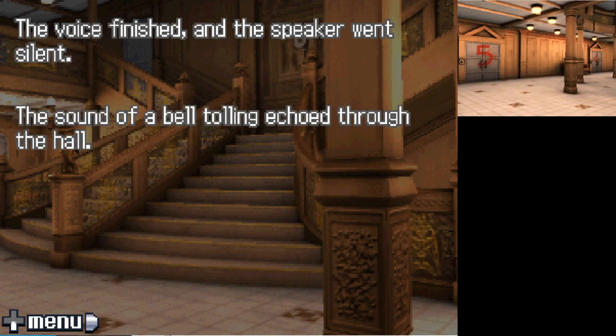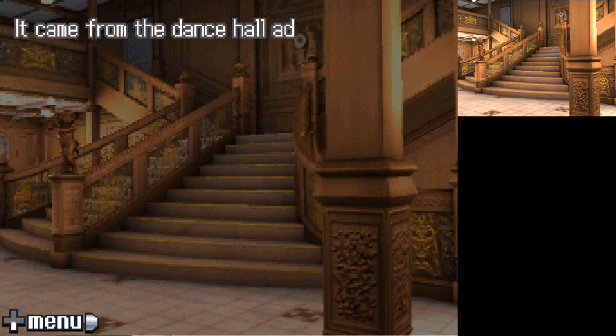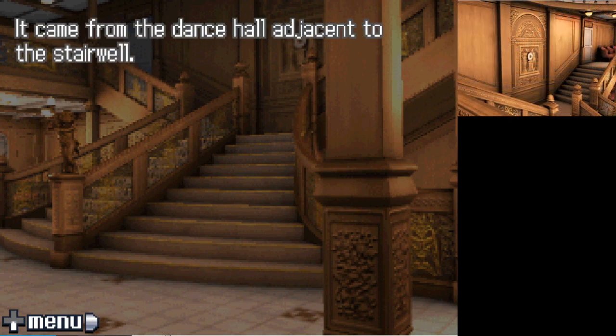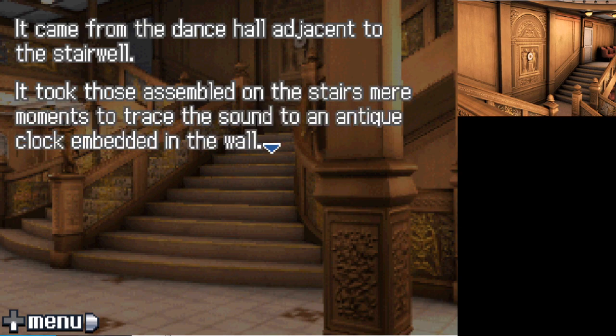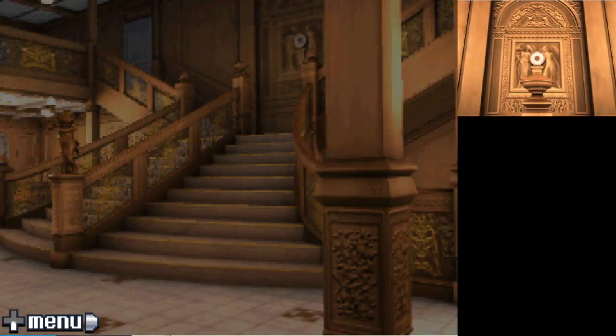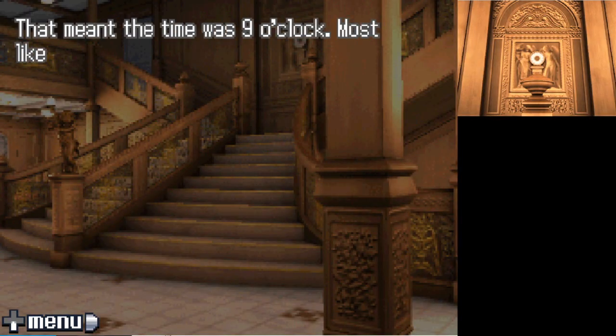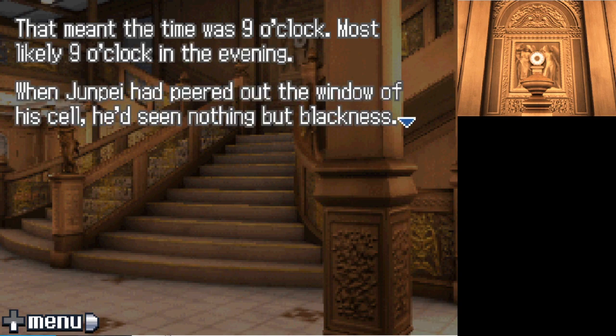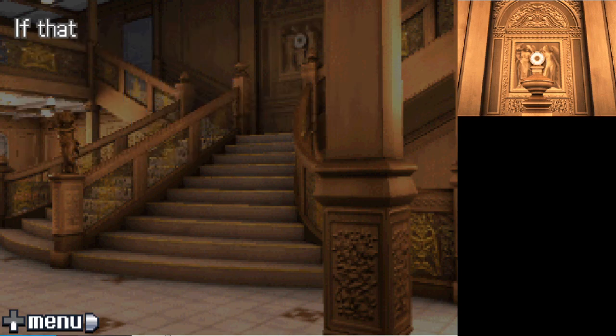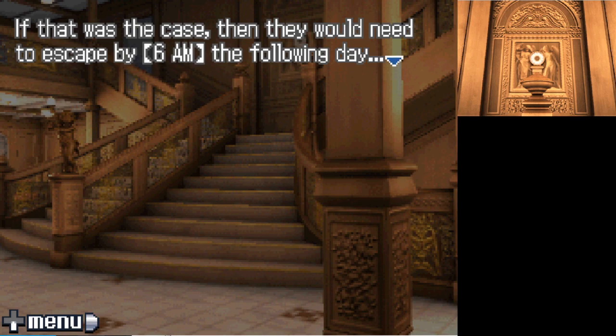The sound of a bell tolling echoed through the hall. It came from the dance hall adjacent to the stairwell. It took those assembled on the stairs merely moments to trace the sound to an antique clock embedded in the wall. 7, 8, 9. The sound of the ninth bell faded, the 10th never came. That meant the time was 9 o'clock, most likely 9 o'clock in the evening. When Junpei had looked out the window of his cell, he had seen nothing but blackness. It had been nighttime. If that were the case, then they would need to escape by 6 a.m. the following day.